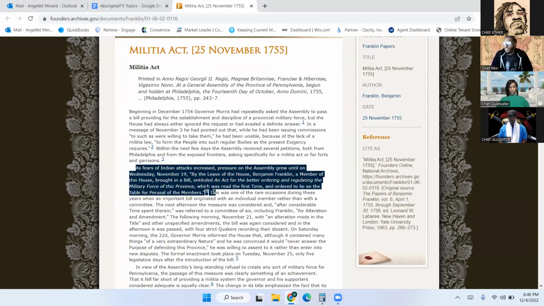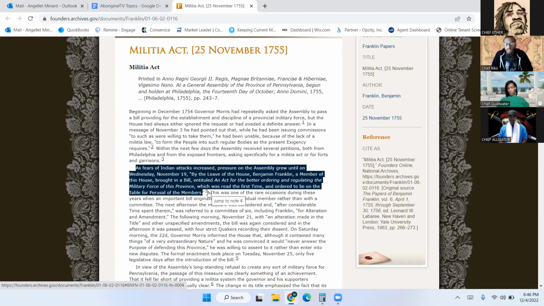It says here, as fears of Indian attacks increased, pressure on assembly grew until Wednesday, November 19th, by the leave of the House, Benjamin Franklin, a member of this House, brought in a bill entitled an act for the better ordering and regulating the military force of this province.